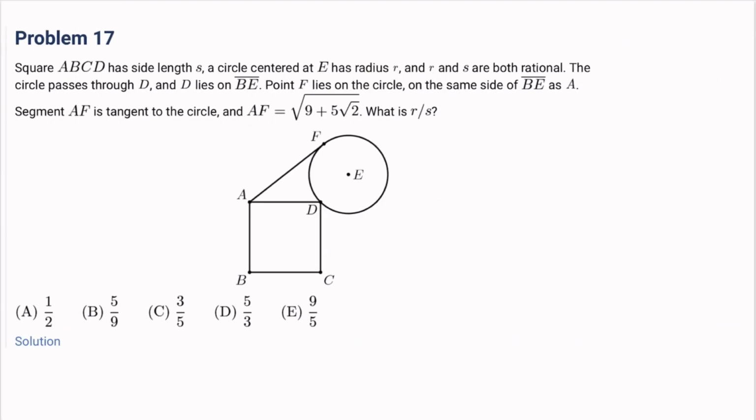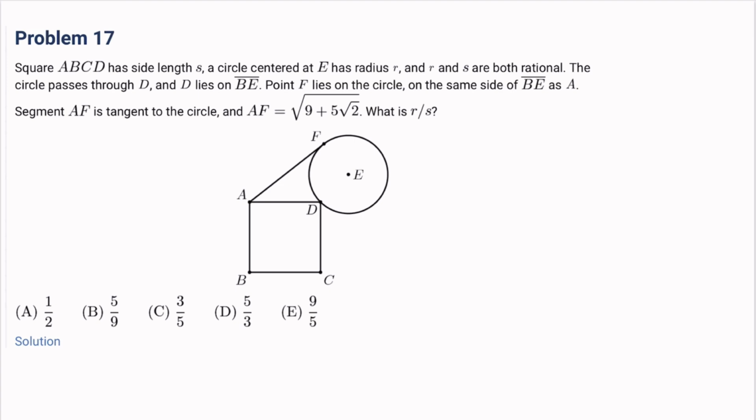Number 17. Square ABCD has side length S. A circle centered at E has radius R, and R and S are both rational. The circle passes through D, and D lies on BE. Point F lies on the circle on the same side of BE as A. Segment AF is tangent to the circle, and AF equals root 9 plus 5 root 2. What is R over S?